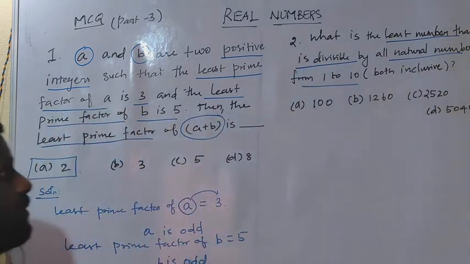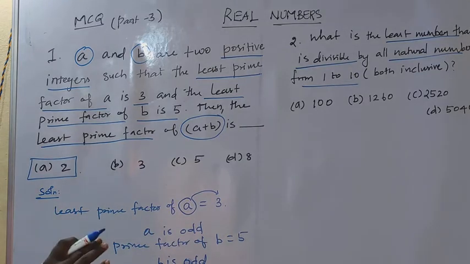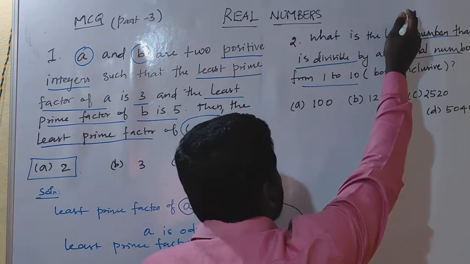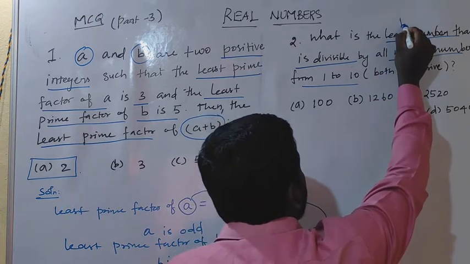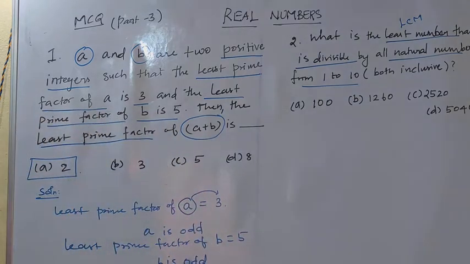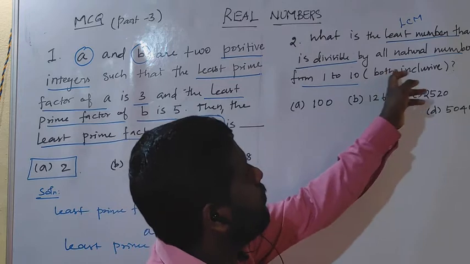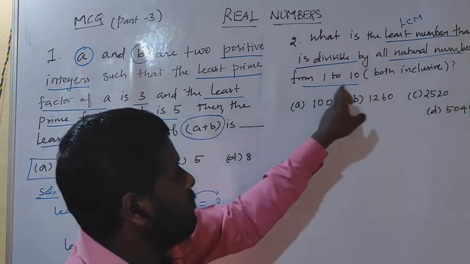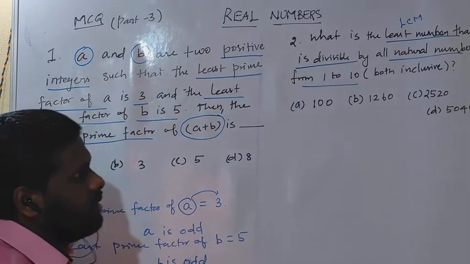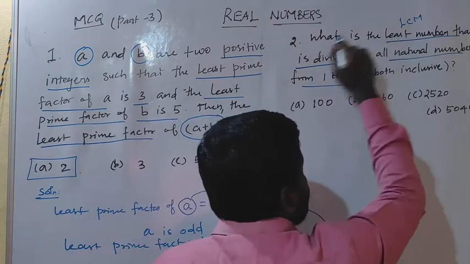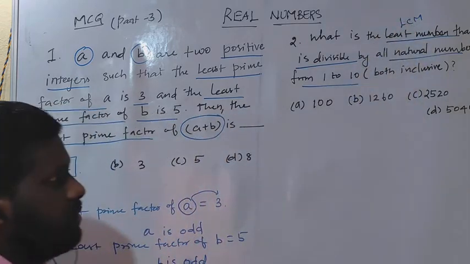So the least number is divisible. When the word least number comes in, children, you can understand they are talking about the lowest common multiple. What's the least number that is divisible by all the numbers from 1 to 10? They are asking LCM of the numbers 1 to 10, nothing else. Sir, how can I understand they are asking LCM? Least number divisible, definitely LCM only.